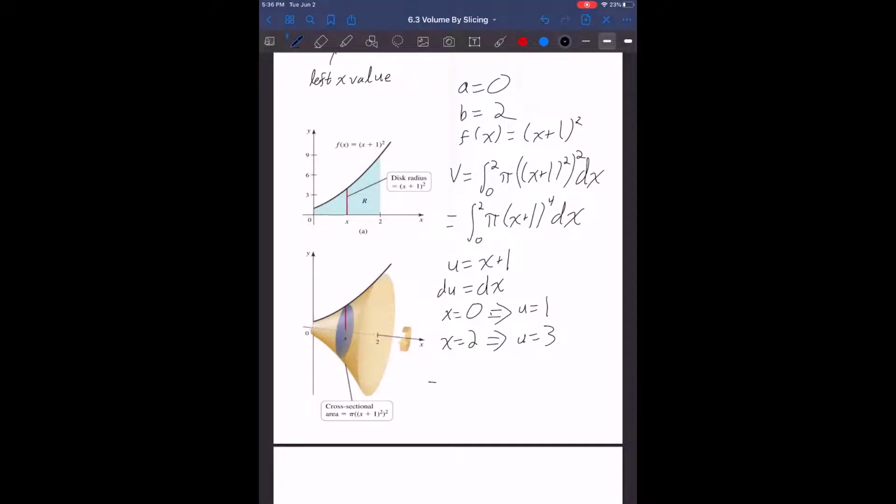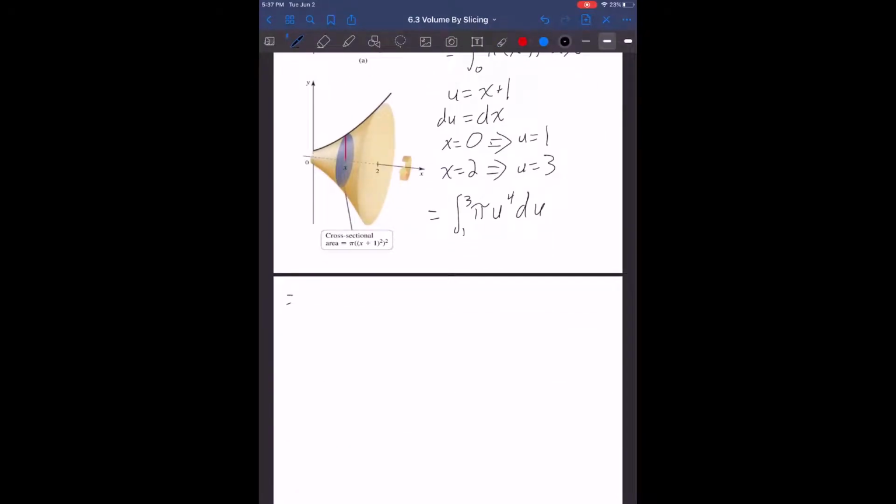So doing all of these substitutions, plugging them into my integral, I know that this will actually be the integral from 1 to 3 of pi u to the fourth du. So the x plus 1 becomes u, dx becomes du, and I also have to change my bounds. The integral of u to the fourth is 1/5 u to the fifth, so this is 1/5 pi u to the fifth evaluated from 1 to 3.